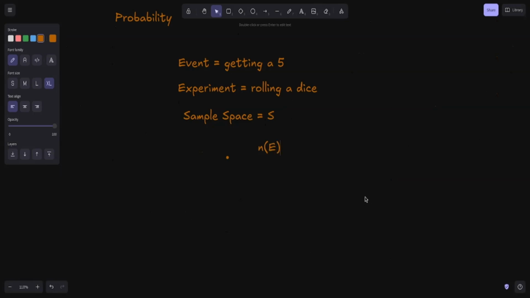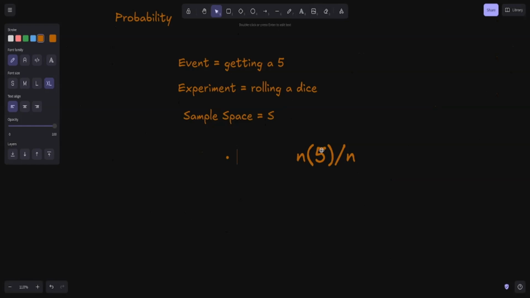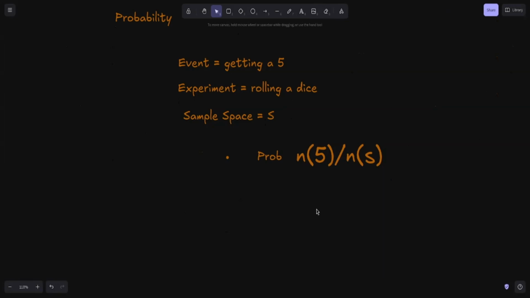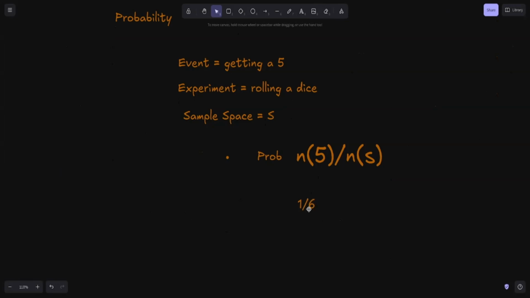As simple as that. So, let's say getting 5 is our event: the number of times it happens, divided by the total number of times we have done the experiment, is nothing but my probability. This is my probability's definition. So the number of times the event happens by the total number of trials, that is n of E by n of S, the sample space. Logically it's the sample space, right? So what is the probability of getting 5? Only one is possible out of the 6, and the size of the sample space is 6.